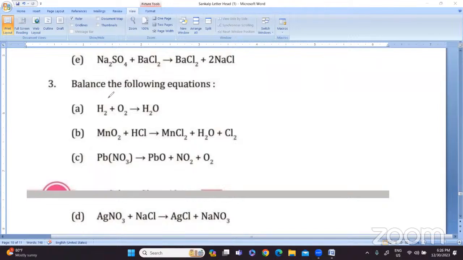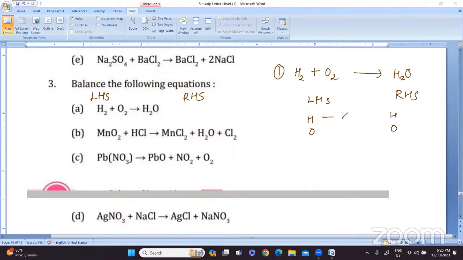First, you have to see the number of atoms on left hand side and right hand side. So first I'll take H2 plus O2 giving you H2O. Hydrogen and oxygen on each side. Hydrogen atoms are 2, oxygen are 2. Hydrogens are 2, oxygen is 1. So how do you balance it?